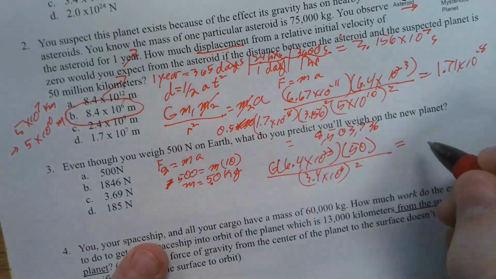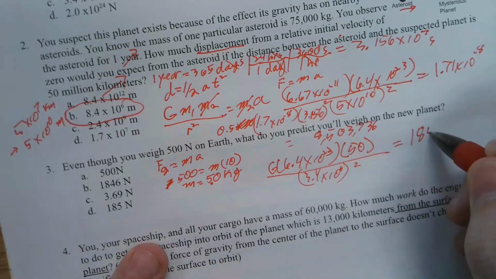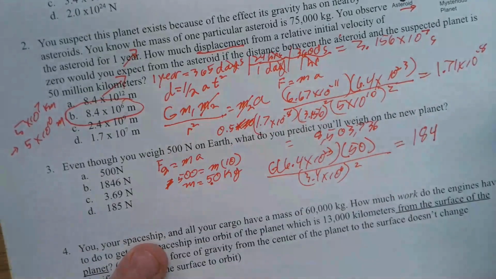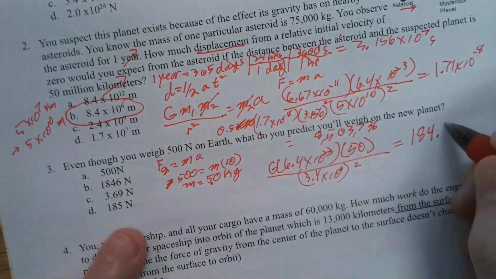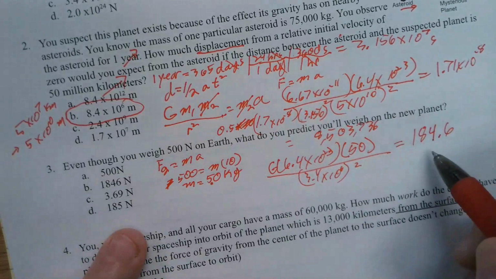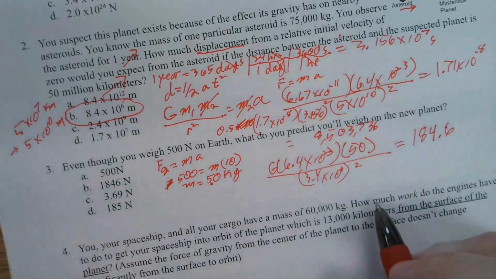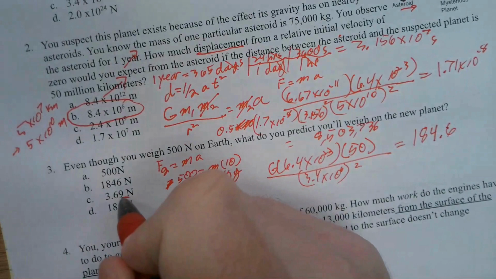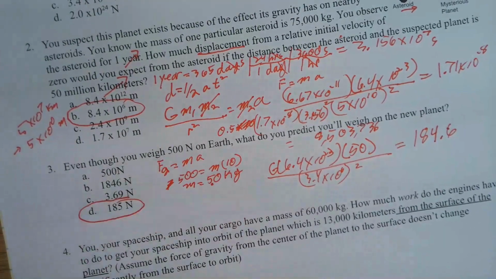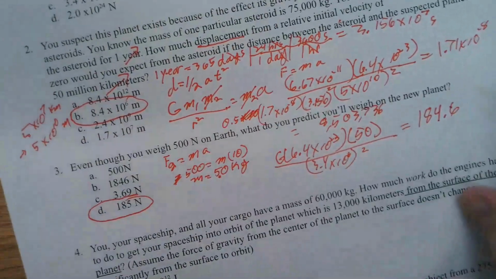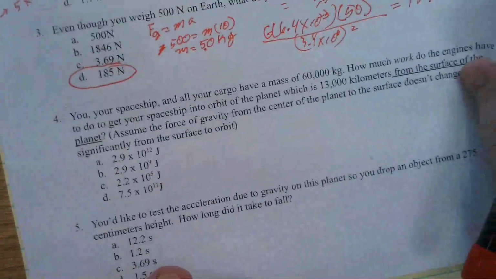That is going to give us a value of 184 and some change. 0.6, I think. And when we do that, this is going to be the weight. So we can see that it is significantly less than on Earth. Okay, let's go on to the next problem.